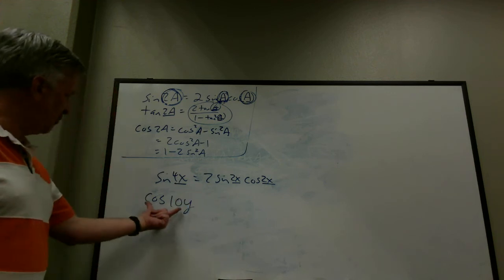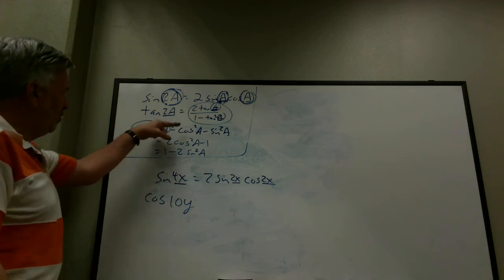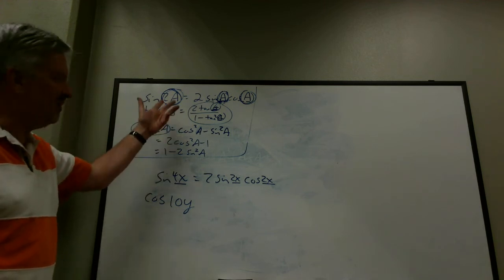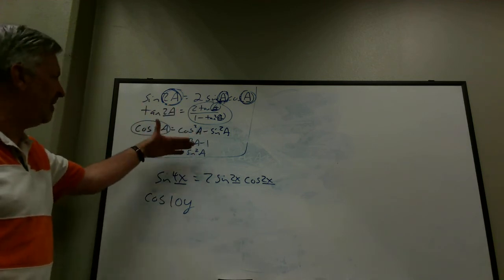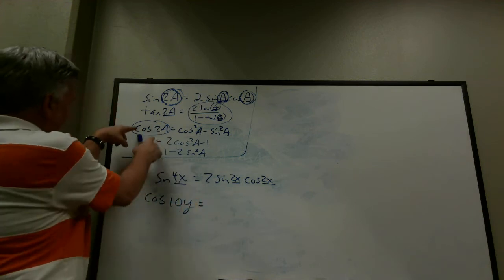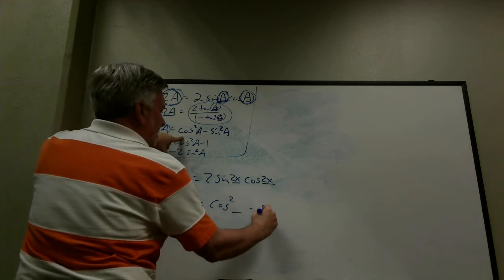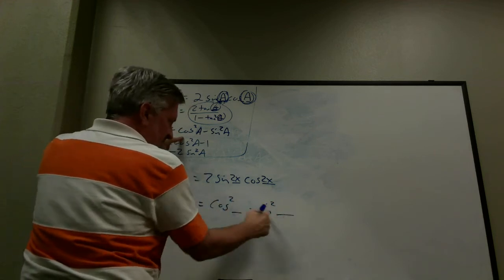Okay? So I'm treating this as cosine 2a. Now you could pick any one of these you want. Let's just use the first one. I'm trying to illustrate how the angles work, right? Okay. So if this is equal to cosine squared something minus sine squared of something, the same something.